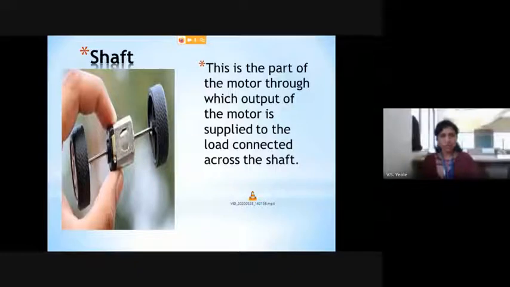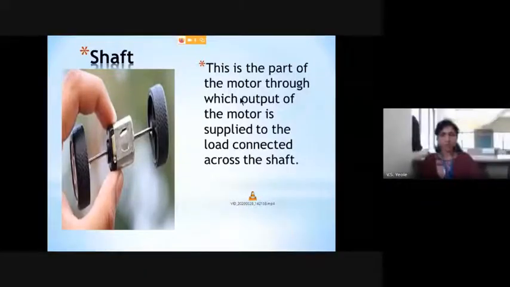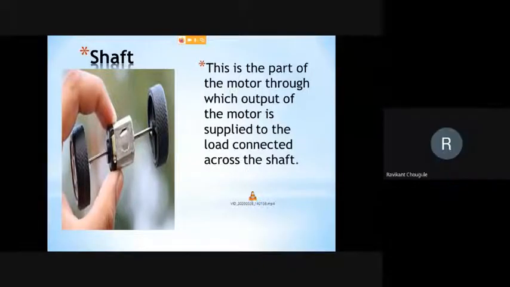Now the last part of the motor is called as shaft. So why is the shaft required in case of motor? Because we want to take output of the motor, the output from the motor.